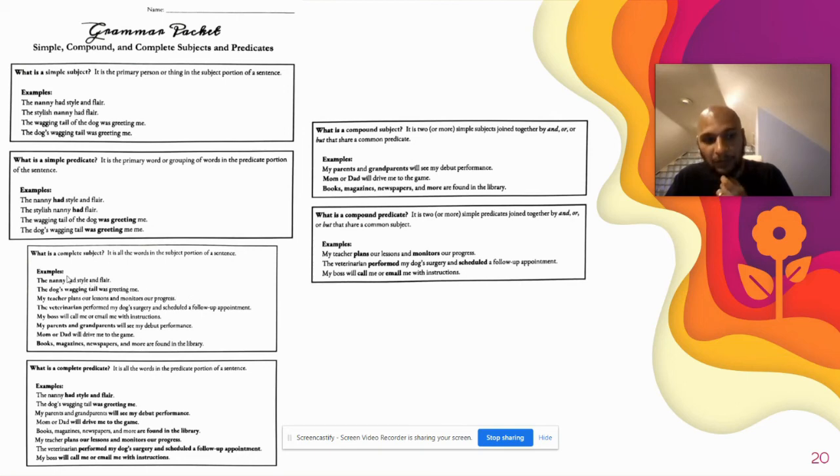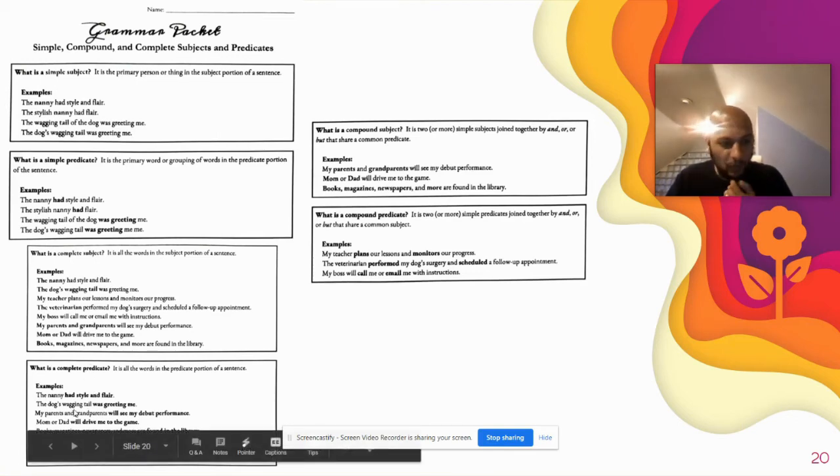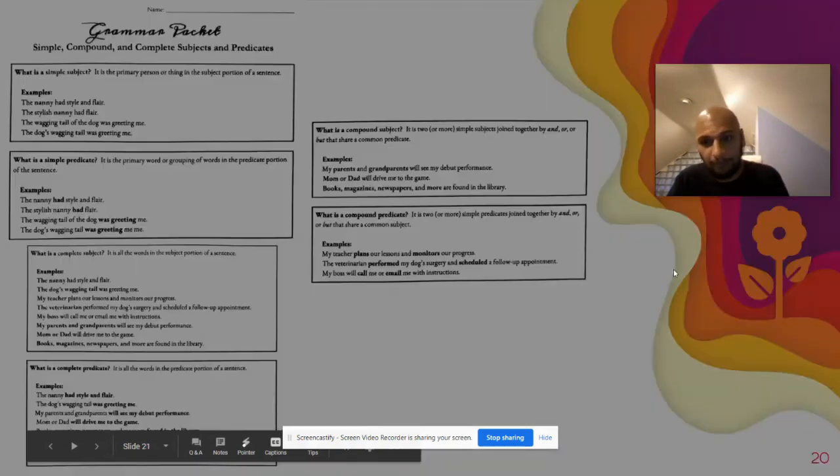Both of those belong to this verb. It's part of that verb's predicate, making a statement about the nanny, since those two things match up too. Or for the second one, the dog's wagging tail was greeting me. The complete predicate is all of that wrapped into one.